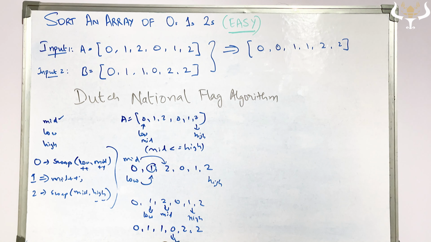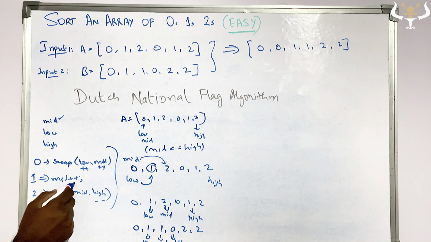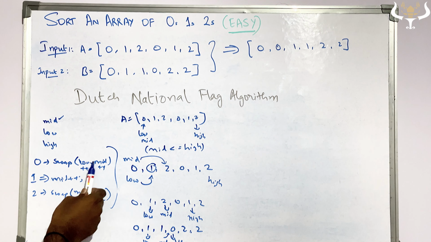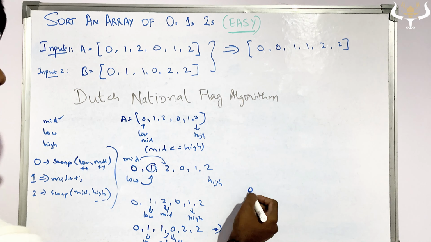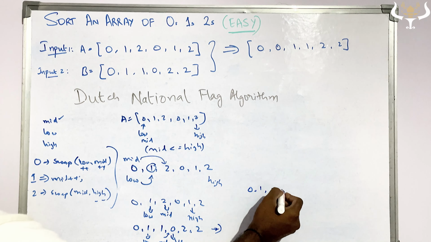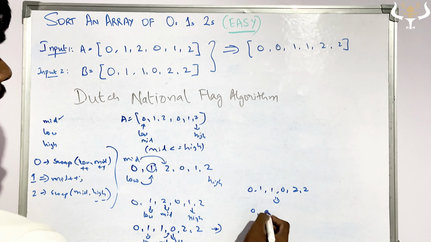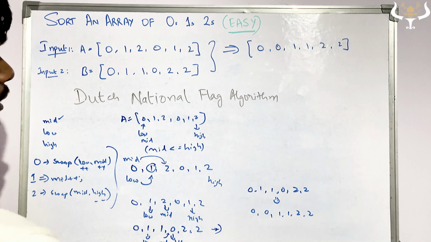Now this is high, this is mid and this is low. Now what happens? My a of mid is 1. Whenever it is 1, I'll just have to increment the pointer, right? Now my mid is 0. Whenever my mid is 0, what I'll have to do? I'll just have to swap my low and mid. After swapping, I'll be getting 0, 1, 1, 0, 2, 2, and after swapping, I'll have 0, 0, 1, 1, 2 and 2.